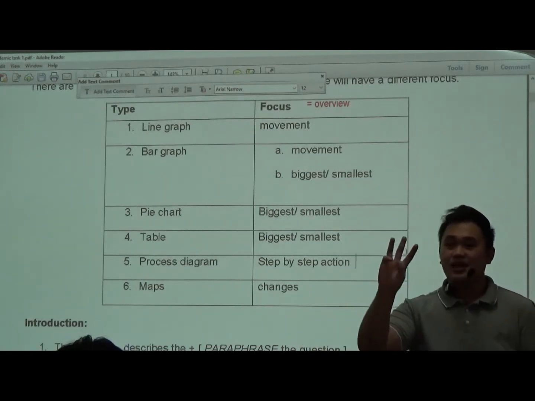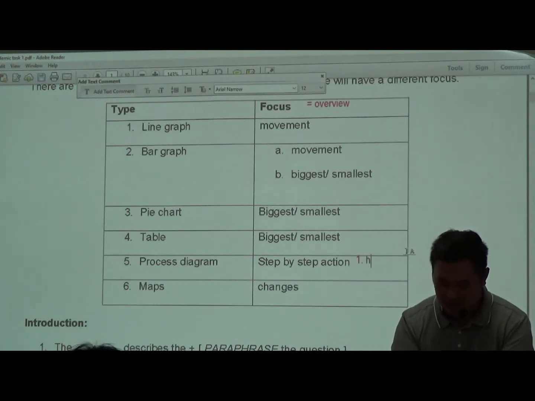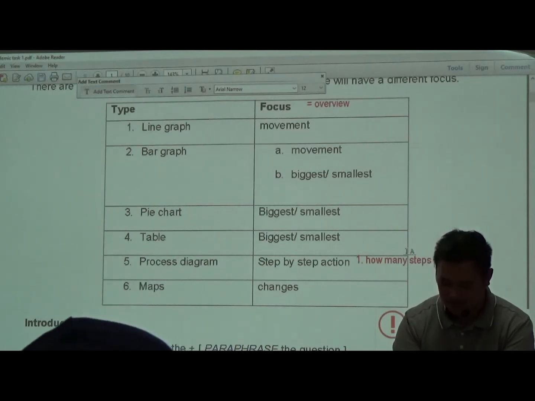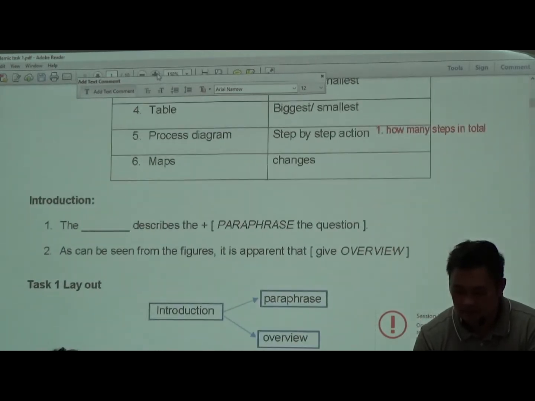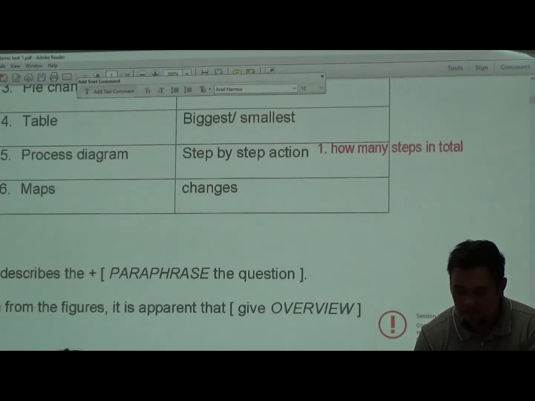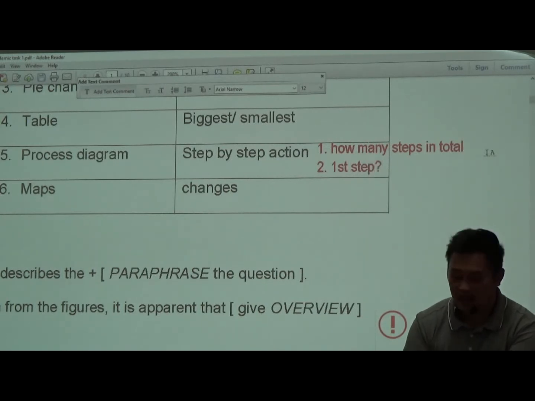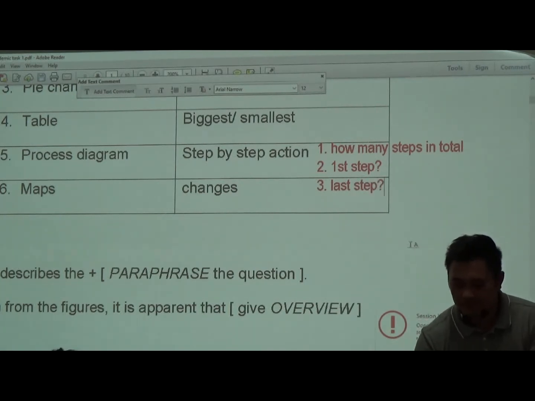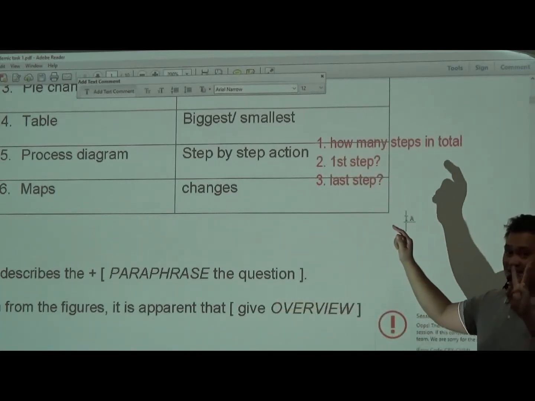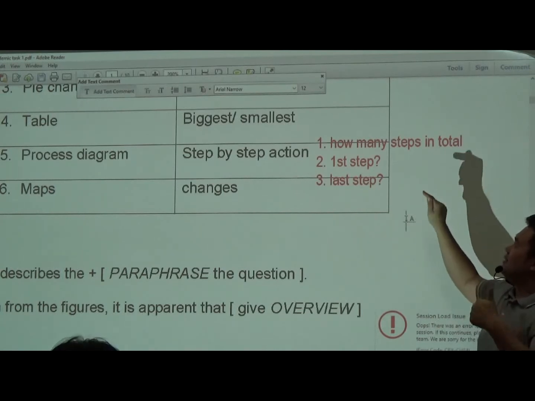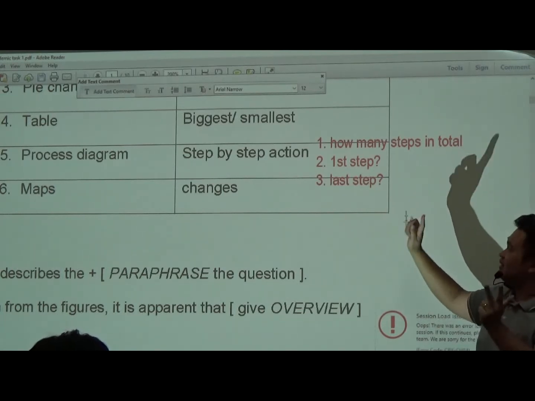Now, it has 3 parts. First part, how many steps in total? Number 2, what is the first step? And number 3, what is the last step? So the overview for process diagram is 3 parts, okay? 3 parts. How many steps? What's the first step? And what is the last step?